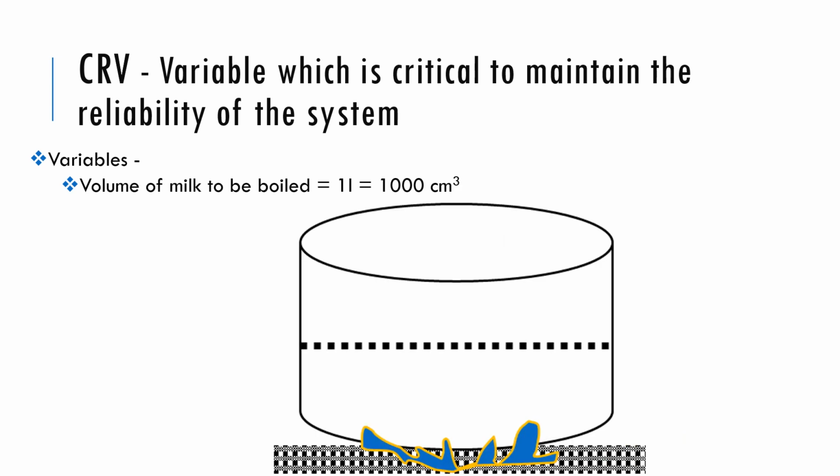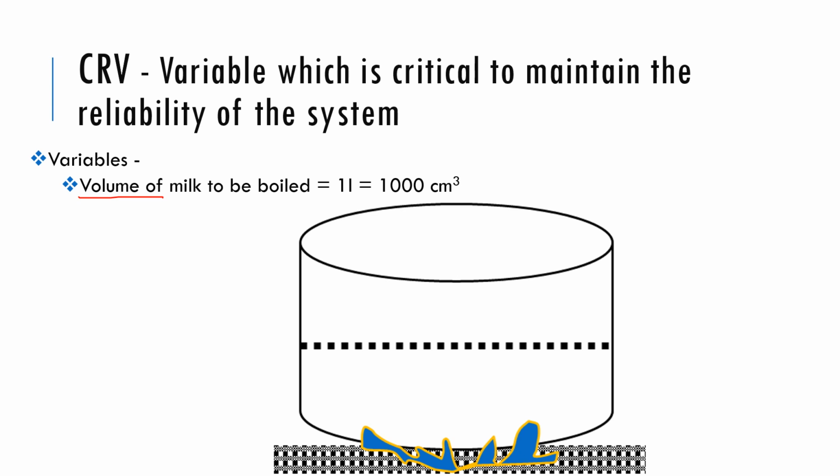Now let's look at the volume of the milk. So that is the second critical variable. Suppose we maintain the temperature at the required point and we get the assured boiling, that is good. So we have maintained it at the critical point. But what if the volume of the vessel is not enough, or more?